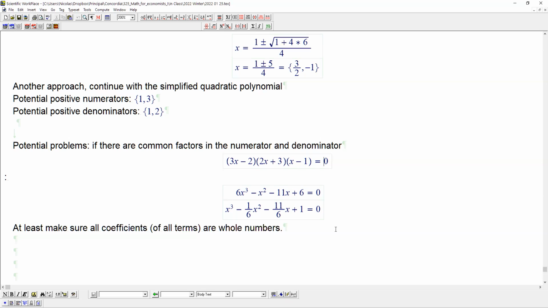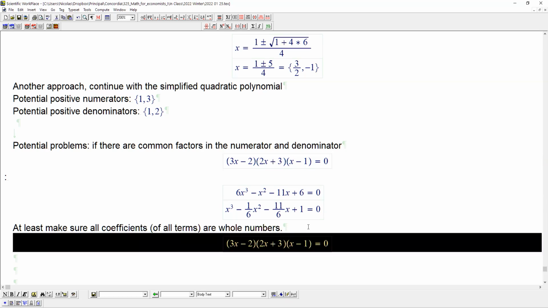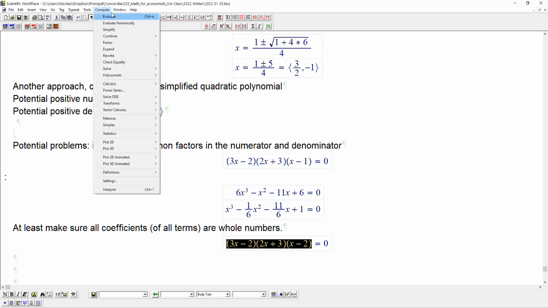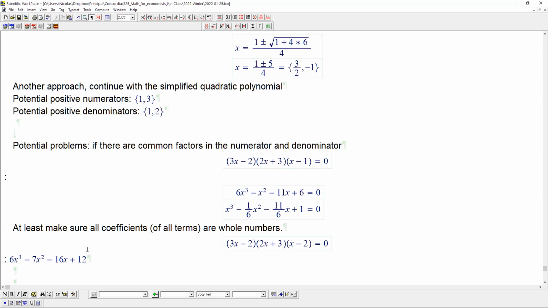So how can I do this? Let's try with x minus 2 here, just to mess around with everything. What do I get there? It still is, I would still have my 6 because I can't divide. Okay, it looks like it's working. Anyway, so make sure that you have all whole numbers there. All right.